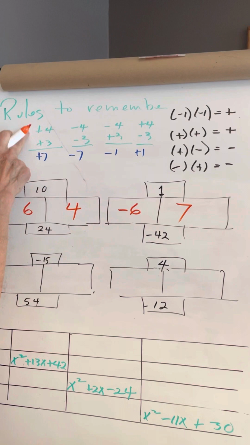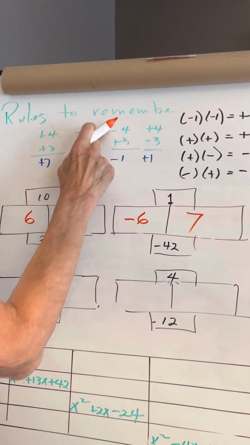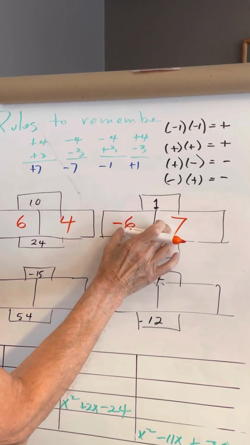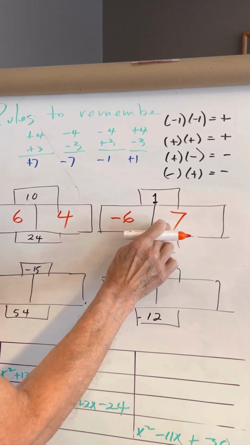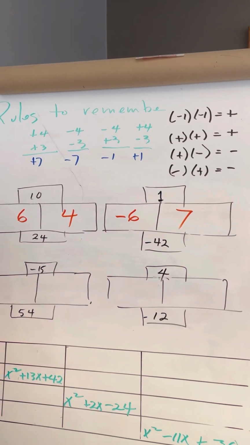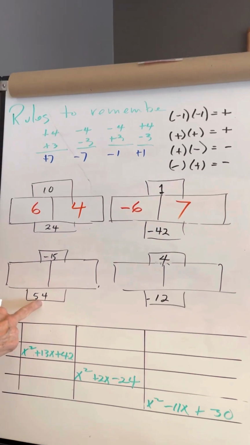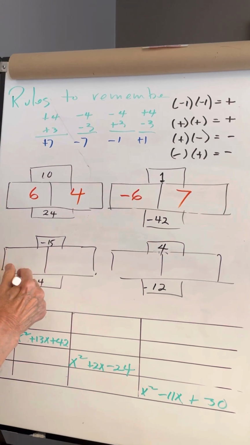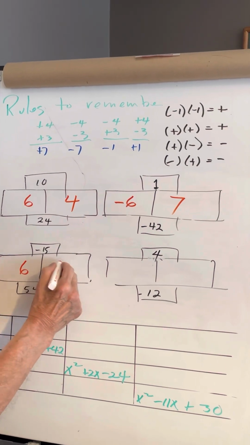Notice your rules. When the signs are the same, add. When they're different, take the difference. Take the sign of the largest one. The sign of the largest one is positive here. Okay? 54, the one that nobody understands. 9 times 6, or 6 times 9, whichever way I want to look at it.